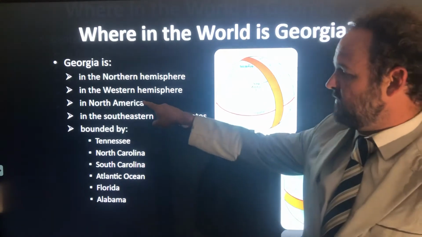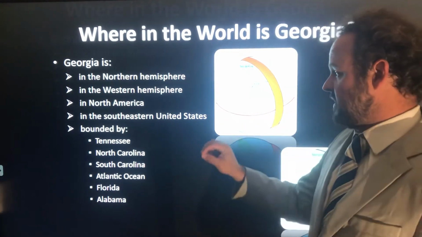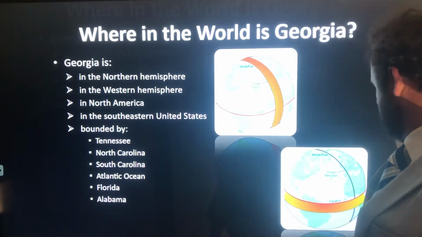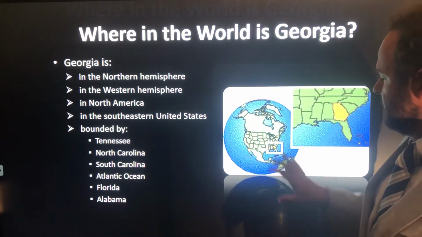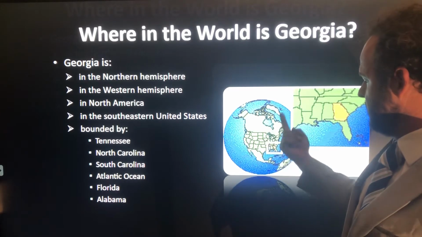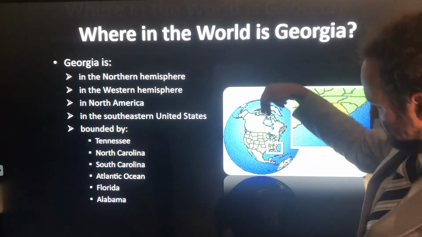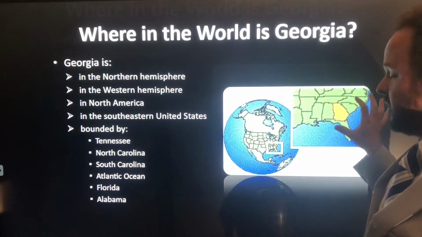We're in the continent of North America, and the region that we're in in the United States is the southeastern region. So here's the United States. Well, that's the United States there, and you've got north, south, west, and east, and we're here. So which direction is that? Southeast.